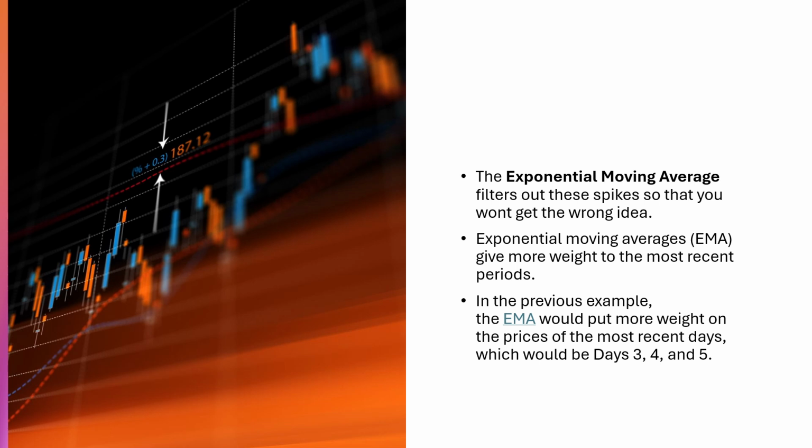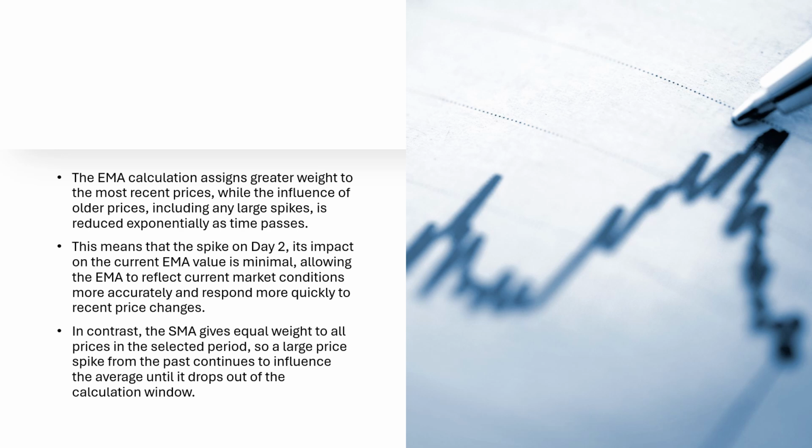Exponential moving averages give more weight to the most recent periods. In the previous example, the EMA will put more weight on the prices of the most recent days, which would be days 3, 4, and 5. The EMA calculation assigns greater weight to the most recent prices, while the influence of older prices, including any large spikes, is reduced exponentially as time passes. This means that the spike on day 2 has minimal impact on the current EMA value, allowing the EMA to reflect current market conditions more accurately and respond more quickly to recent price changes.